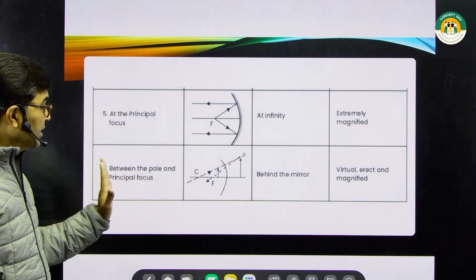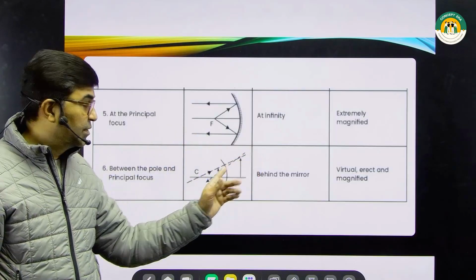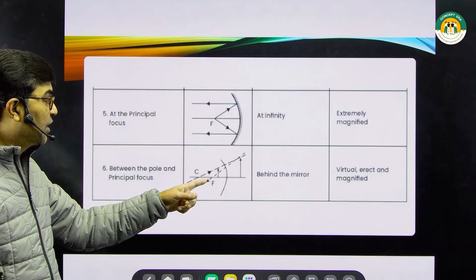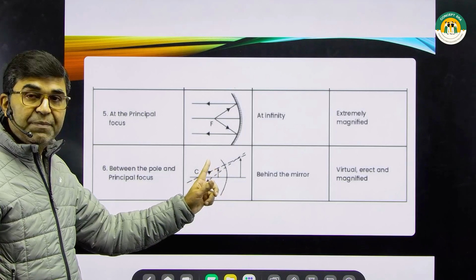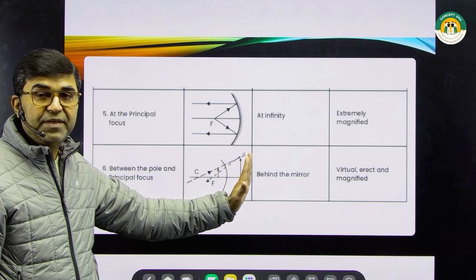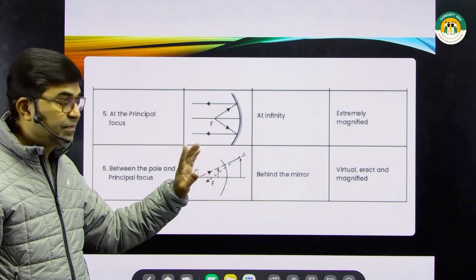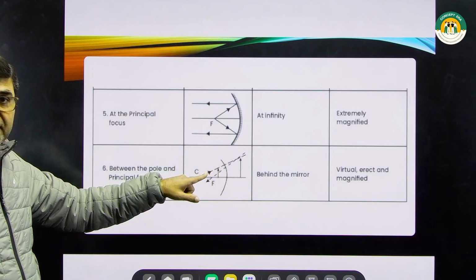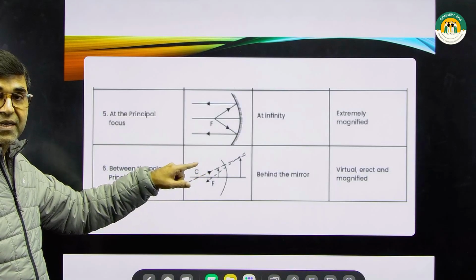Now the last case, that is, now the object moves further closer to the mirror. Now what happens? In this case, the image will be virtual and behind the mirror, and it will be virtual, erect, and enlarged. This is the case where we use this concave mirror as a shaving mirror.